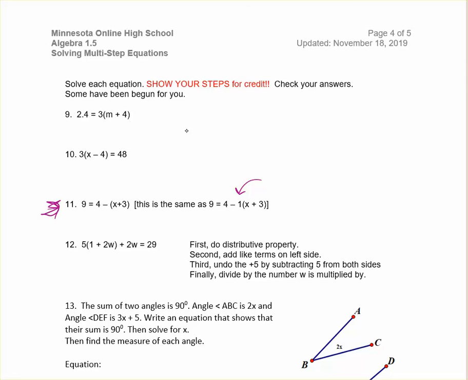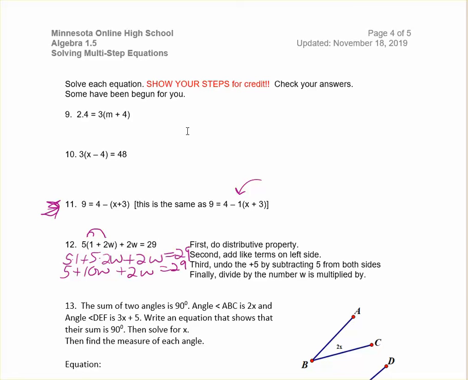So it says first to do the distributive property. So I would take 5 times 1, and then I would take 5 times 2w, plus 2w equals 29. And then I have to simplify that before I do the second step. So 5 times 1 is 5, plus 10w, plus 2w equals 29.